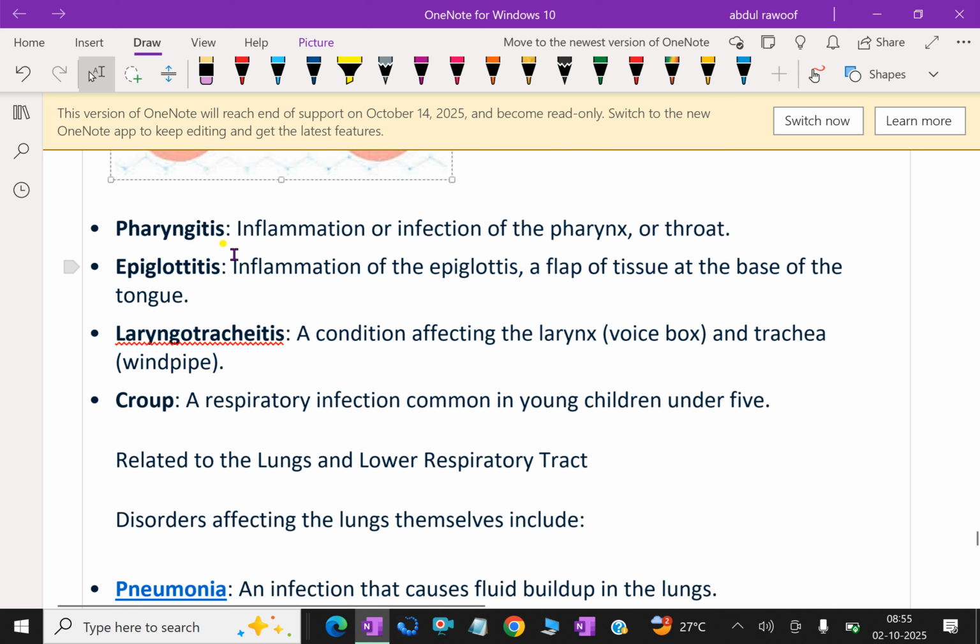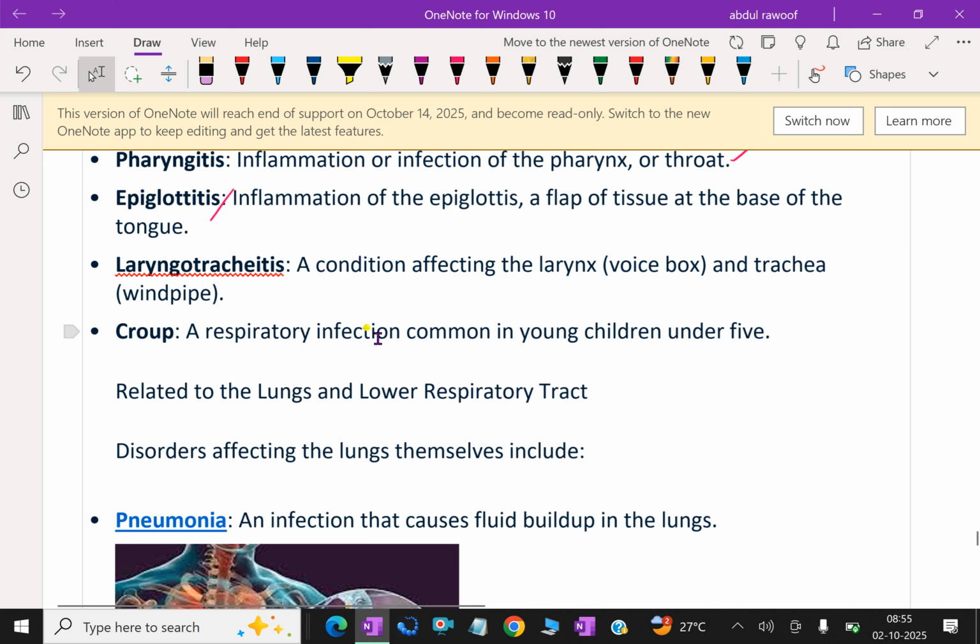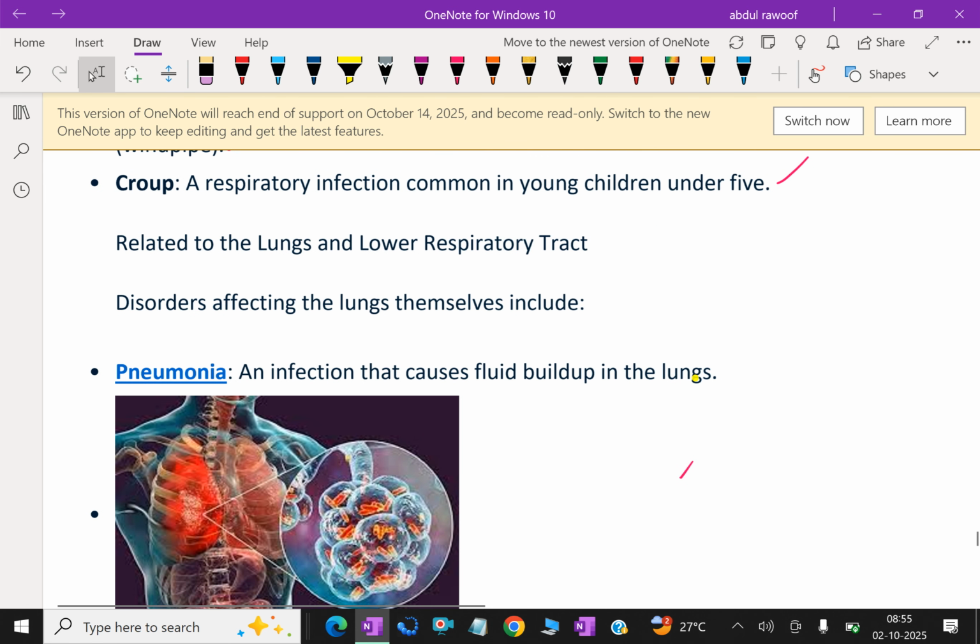Pharyngitis. Inflammation or infection of the pharynx or throat. Epiglottitis, inflammation of the epiglottis, a flap of tissue at the base of the tongue. Laryngotracheitis, a condition affecting the larynx, voice box, and trachea, that is windpipe. Croup, a respiratory infection common in young children under 5.